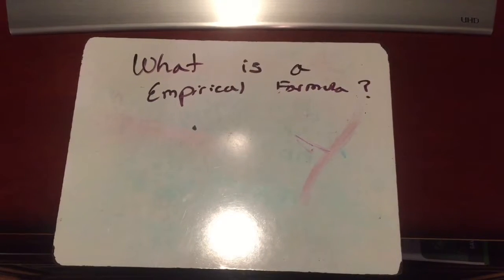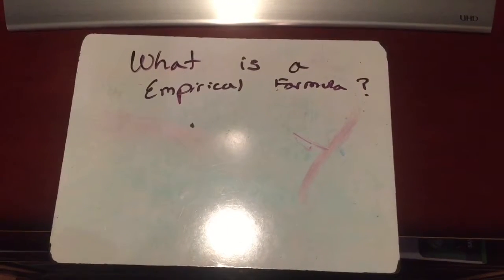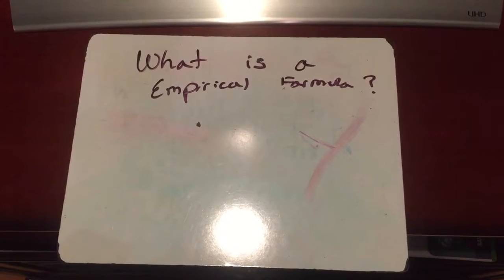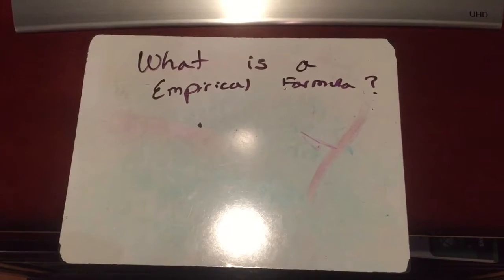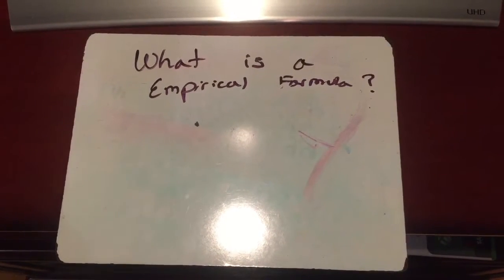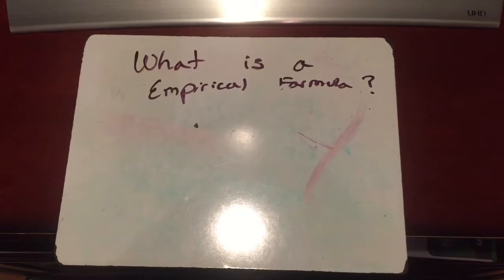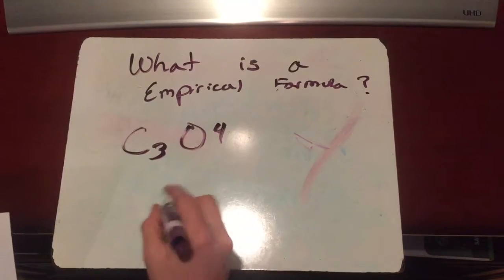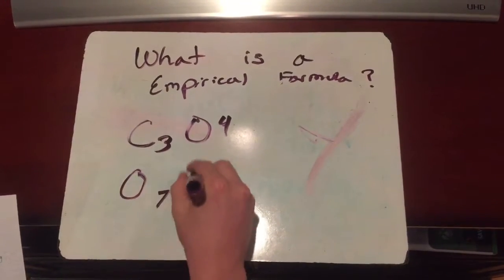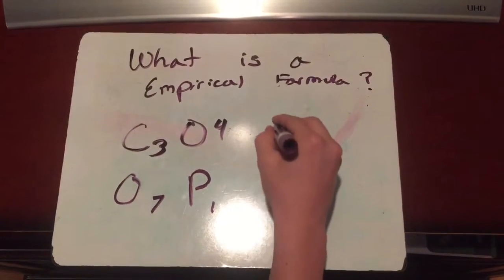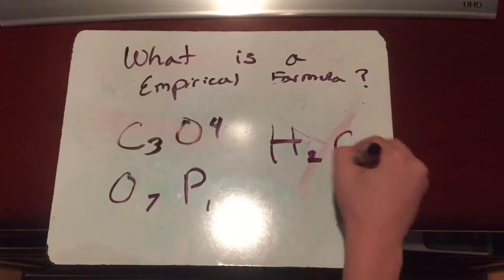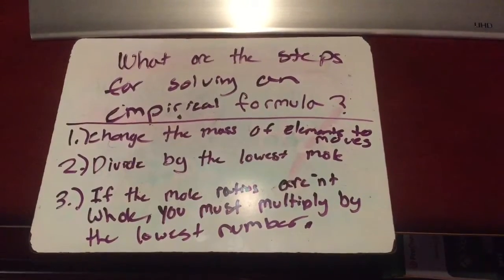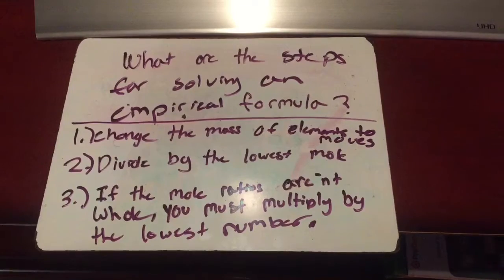So I'm sure some of you are asking, what is an empirical formula? Well, an empirical formula is the simplest positive integer ratio of atoms present in a compound. Some examples of this would be things like C3O4, O7P1, and I'm sure all of you know H2O, which is water. So now that you know what an empirical formula is, we're going to go through the steps on solving one.